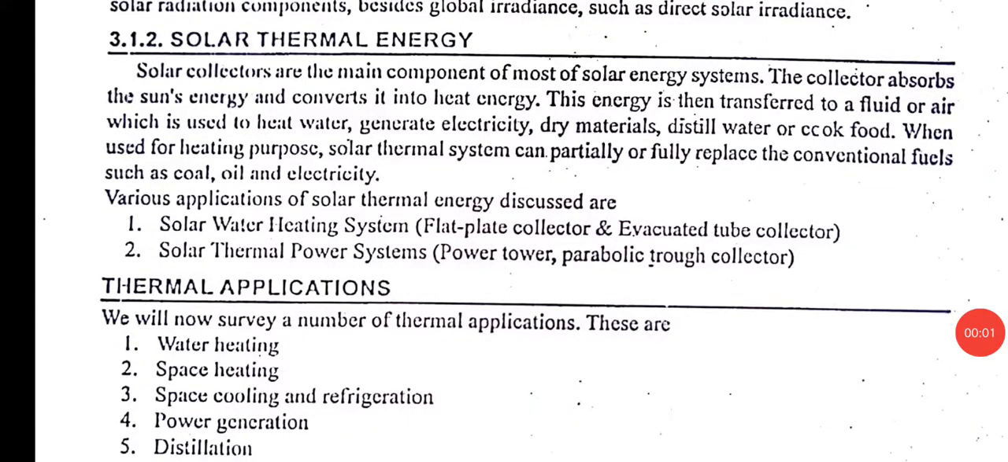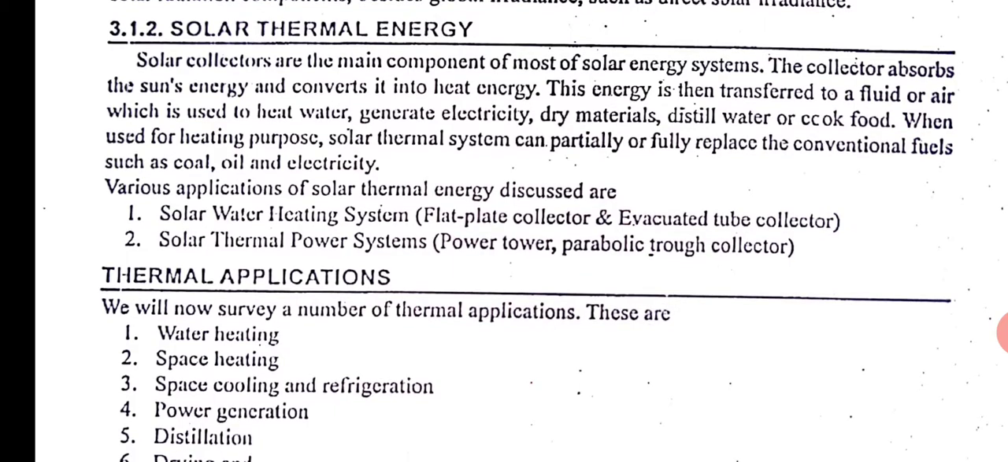Now we shall look at the solar thermal energy. We have seen about radiation and the instruments used to measure the radiation. Solar collectors are the main components of most of the solar energy systems. The collector absorbs the sun's energy and converts it into heat energy. When we say thermal, it means we are converting it to heat energy.